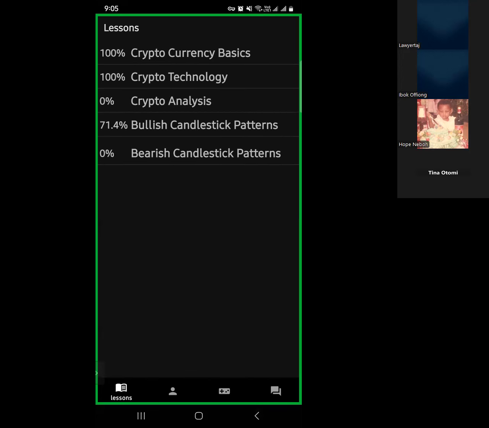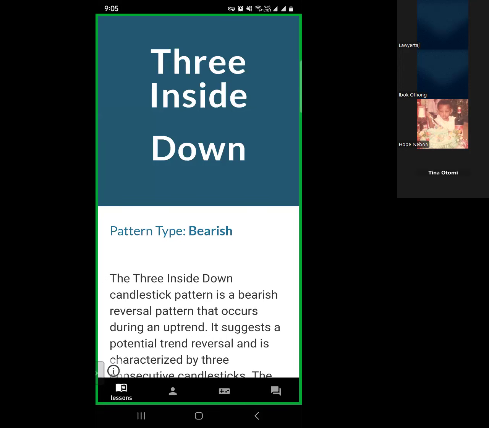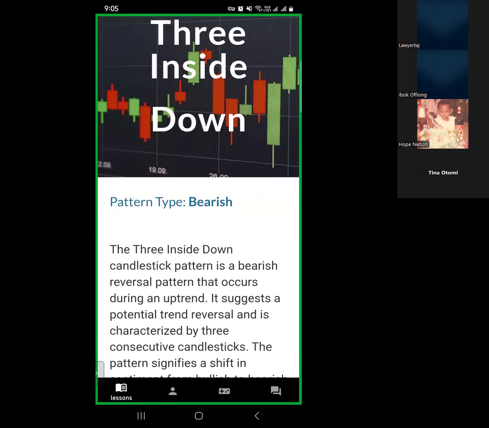Right, so the next candlestick pattern we're going to look at is three inside up before we do the bullish pattern test. Three inside up, three inside down. Pattern type: bearish.